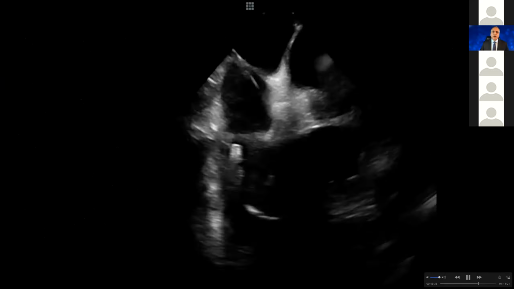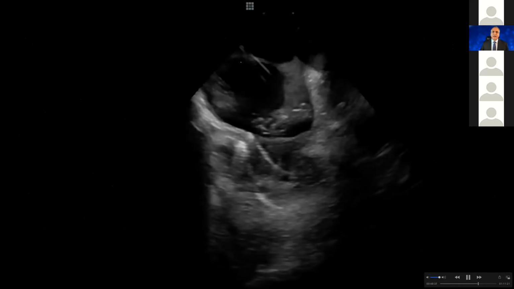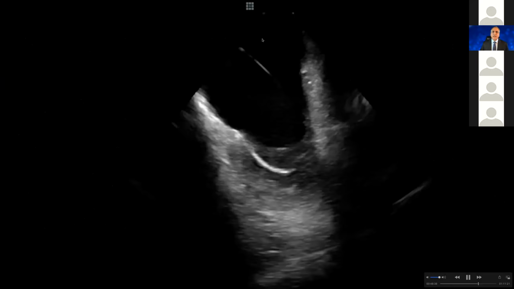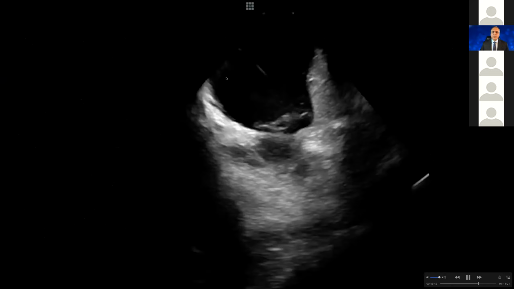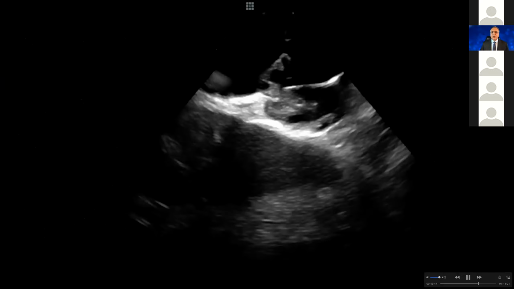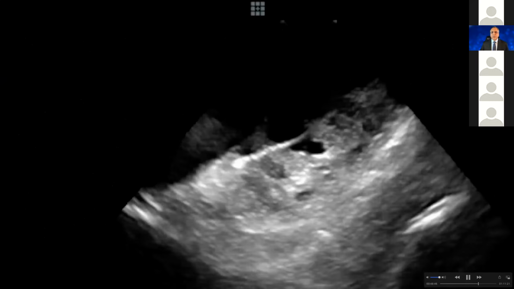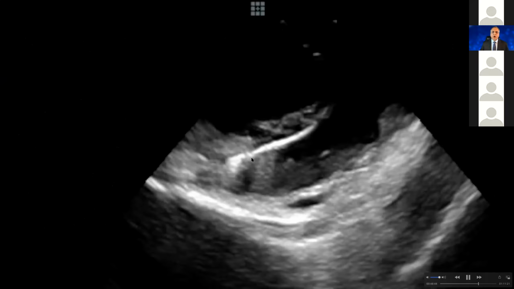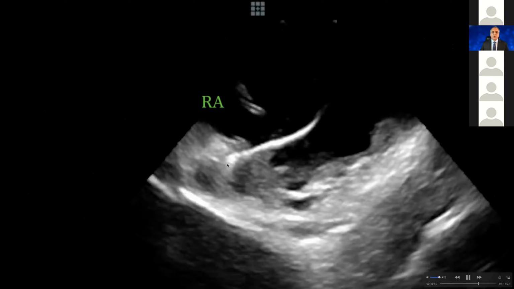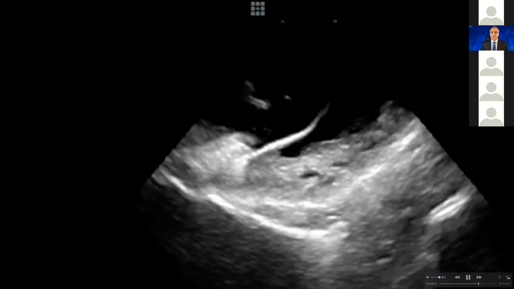So this is my ICE catheter. You see the eustachian valve here. That was the CS. And my ICE catheter is in the right atrium. You can see my ablation catheter. I have made a U-curve, and I'm at the lateral view of the tricuspid valve. So this is a septum. This is a lateral. This is a tricuspid valve. This is a right atrium. This is a right ventricle.